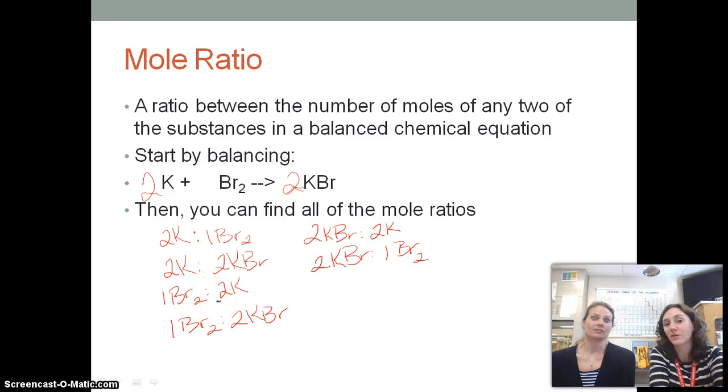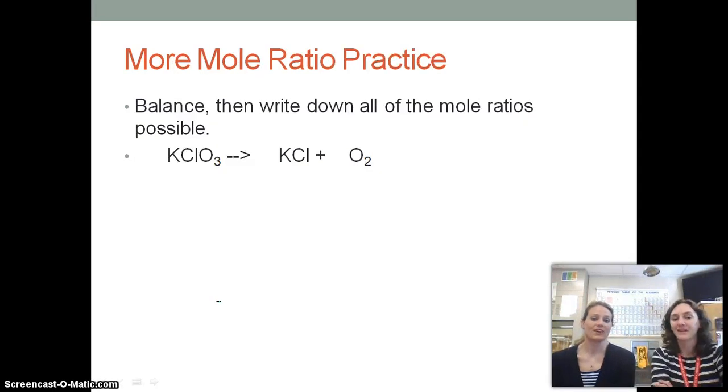So when we ask you for mole ratios, we're asking you not for 1. Notice this one has 6 mole ratios. That's what we're asking you for, is go through each one and make sure it pairs up with something else in the equation. Let's do one more.